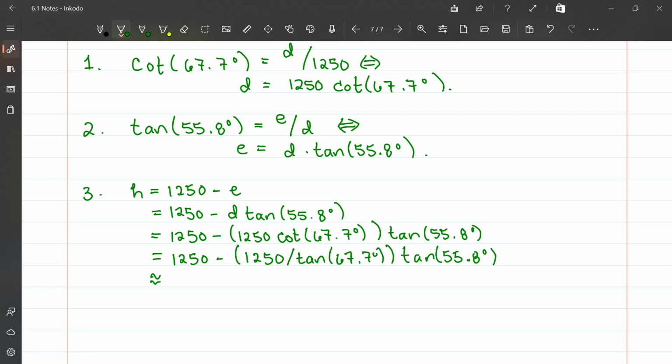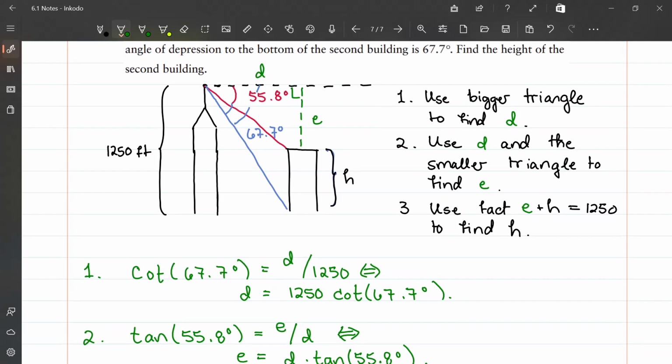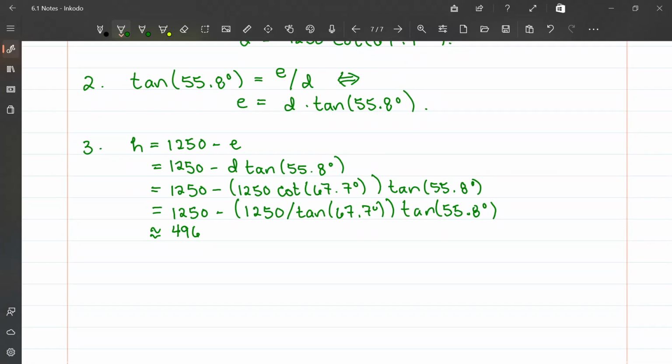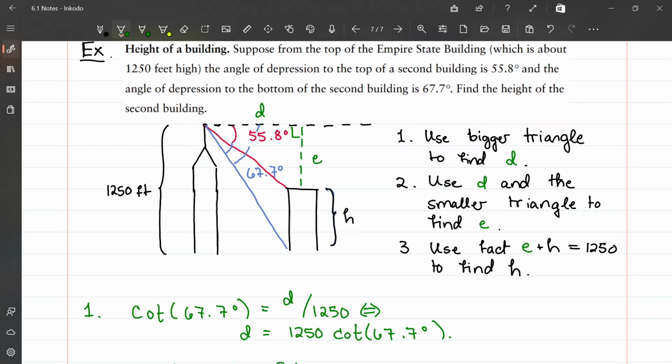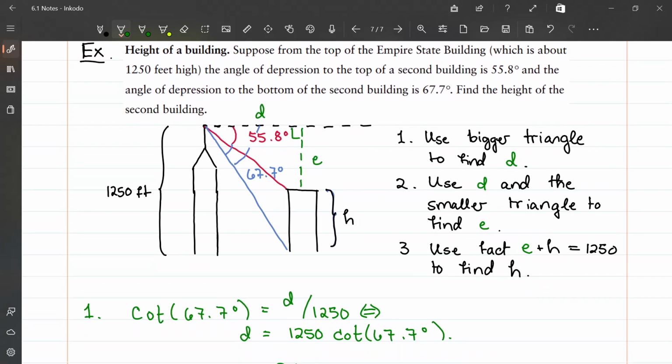If I feed this all in, it looks like I'm going to get approximately 496. And if I go back up here, I remember that this was being measured in feet, so that would be approximately 496 feet, which is exactly the right answer. Whew. Again, it looks like a lot, but if you take it into steps, if you break it down into finding the pieces that you need, none of it is too bad.